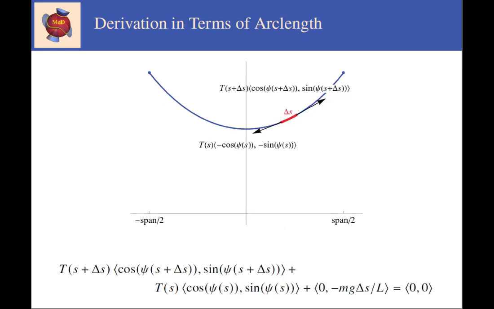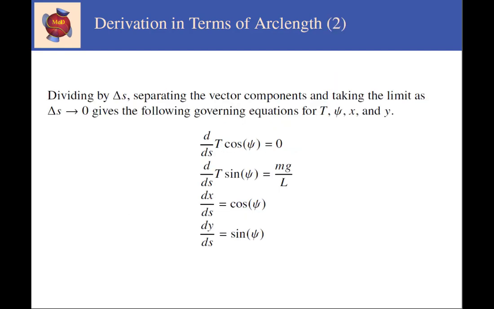Let's imagine a small piece of the curve of length delta s. That piece is held in place by a tension T that acts at both ends to balance the weight. The mass of the entire chain is m, its length is L, and g is the acceleration of gravity near the surface of the Earth. Balancing the forces gives the equation at the bottom of the slide. Dividing by delta s and taking the limit as delta s goes to 0 gives the following differential equations for T, the tension, psi, the angle, x and y in terms of the arc length s.